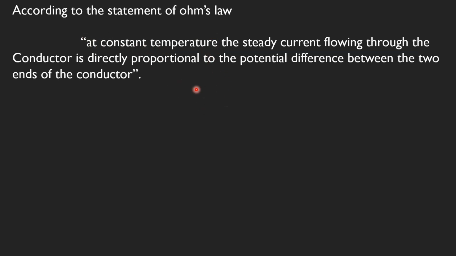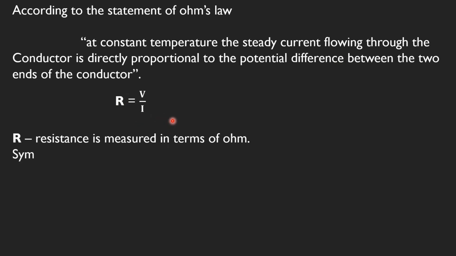So in order to maintain the relation V proportional to I, we have to go for a constant temperature. If the temperature is maintained as a constant, then we can say the steady current flowing through the conductor is directly proportional to the potential difference between the two ends of the conductor. And hence we can write R is equal to V by I, where R is the resistance, and the resistance is measured in terms of ohm, and the symbol of resistance is given here.